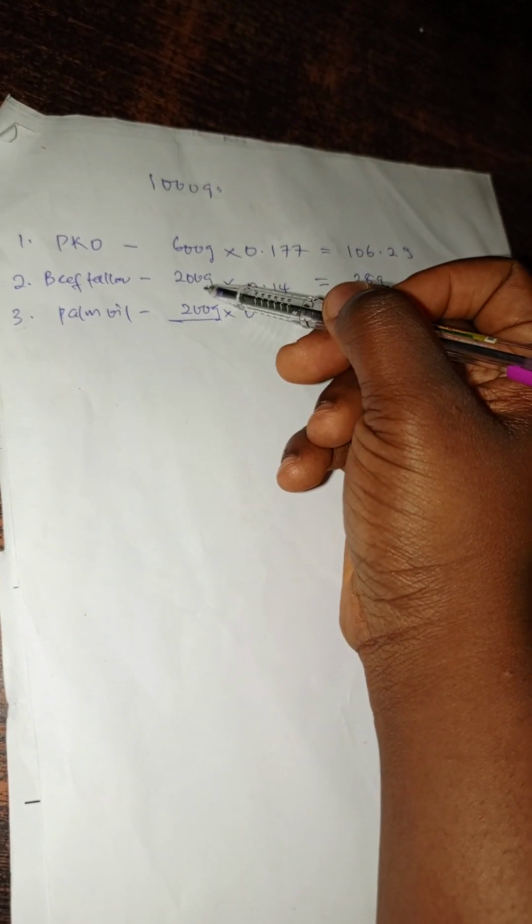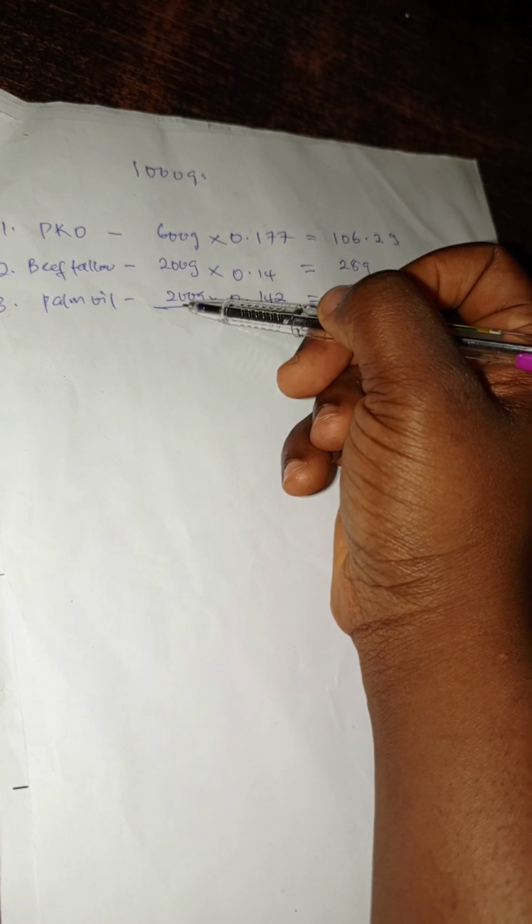Now we have gotten our saponification value of all the oils. Remember, our oil in total is 1000 grams. Look at it now: 600 grams plus 200 grams plus 200 grams, which is 1000 grams. Okay.